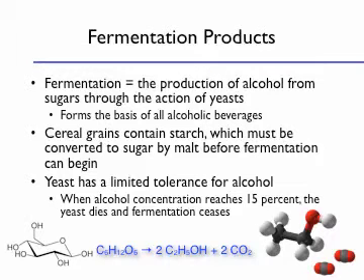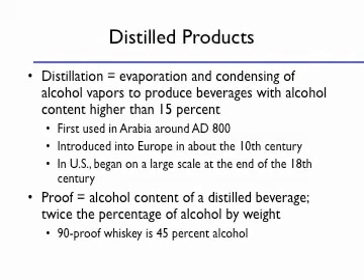But we can further increase the concentration of alcohol in a solution by distillation. Distillation means that we're going to heat a solution with alcohol in it until it evaporates, and we condense alcohol vapors and then collect that alcohol separately from the solvent that it's in, mainly water, and that produces beverages with alcohol content higher than 15%. And this has been going on for thousands of years. Distillation was started in Arabia, spread to Europe around the 10th century. We started it here. By the end of the 18th century, we were doing sort of large-scale distilleries.